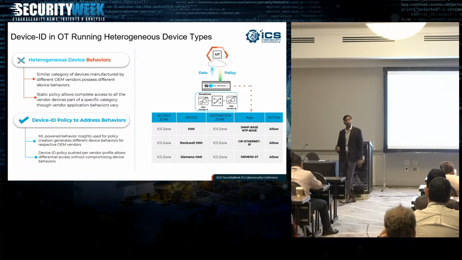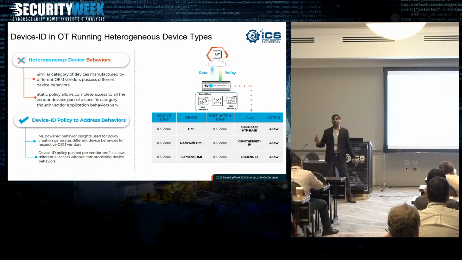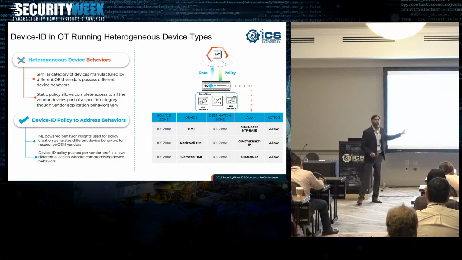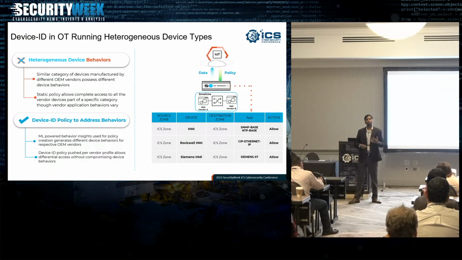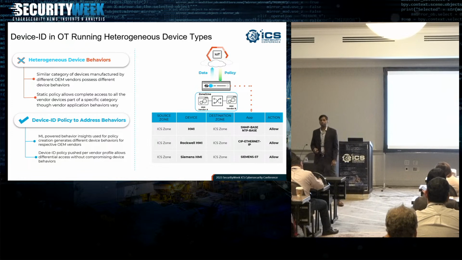And then if you have a device which is coming from Rockwell, I can go and create a policy saying that for my Rockwell HMI device talking to the ICS zone, I only want to allow access to SIP IP, which is the SIP Ethernet IP application. Whereas for my Siemens HMI device, I can only allow access to my Siemens S7 application. So that granular you can differentiate the policy. But you can have a generic policy saying that for all my HMIs, I can allow access to SNMP and NTP. So that's the beauty of this technology. You can create device ID in heterogeneous OT environments, and you can create more granular policies which can be fine-tuned according to your business requirements.